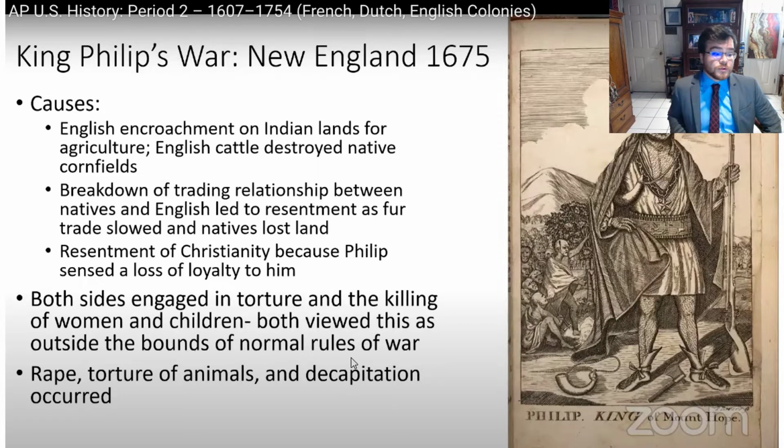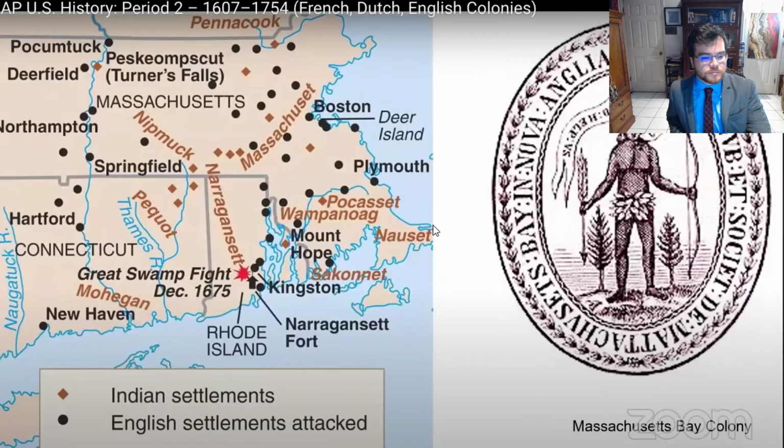Both sides engage in torture and killing of women and children, human rights violations on both sides. Both view as outside the bounds of normal rules of war, right? Rape, torture of animals, and decapitation occurred. So just the most horrific crimes committed by both sides. It's a horrible, horrible chapter in American history. Okay, so here we have the New England colonies, we have Massachusetts. We can see some of the conflicts occurring during Metacom's war, okay, primarily next to the coastline.